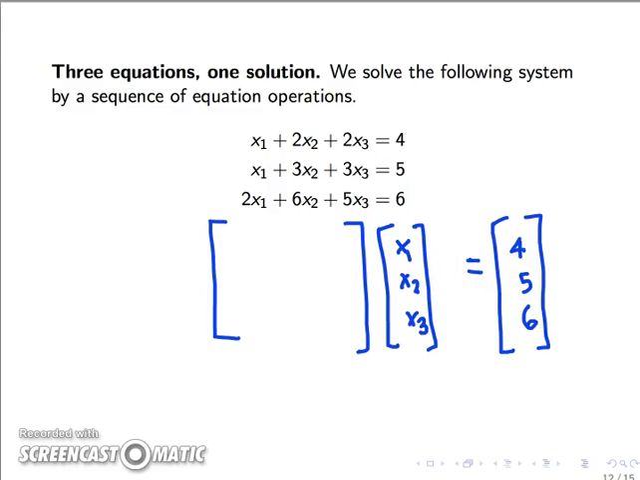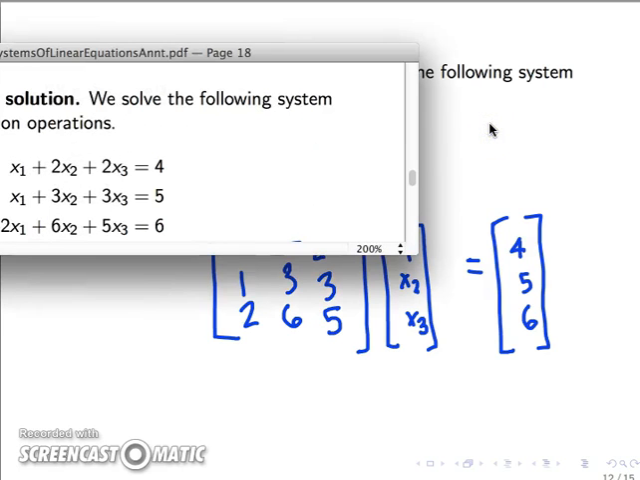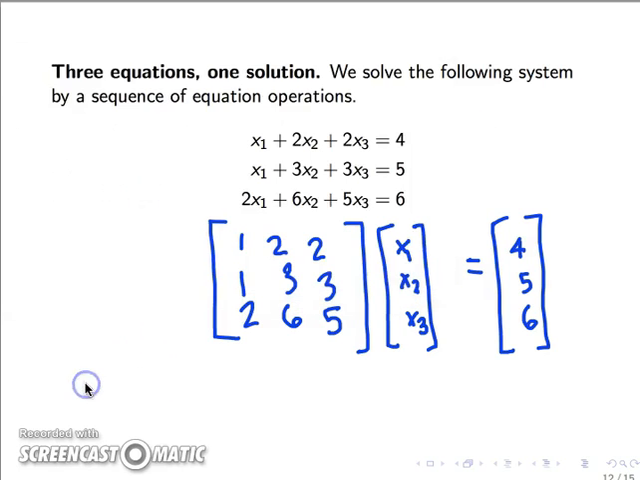And then the coefficients that are multiplying each of the variables. On the first equation, we have coefficients 1, 2, and 2. On the second equation, we have coefficients 1, 3, and 3. And on the last equation, we have coefficients 2, 6, and 5. So this would be the matrix vector representation of these equations, okay? But what we're going to do next is to apply equation operations.